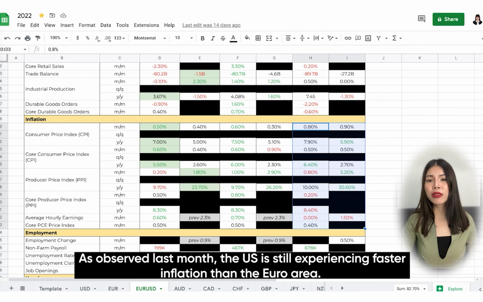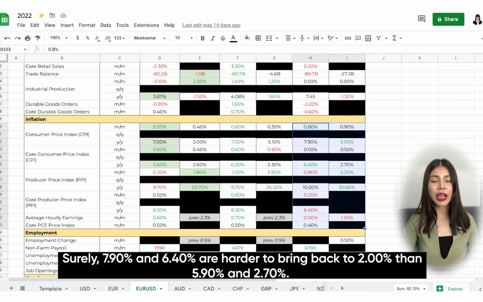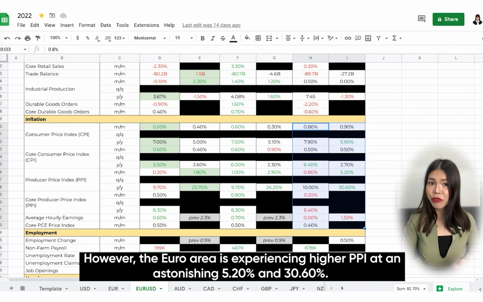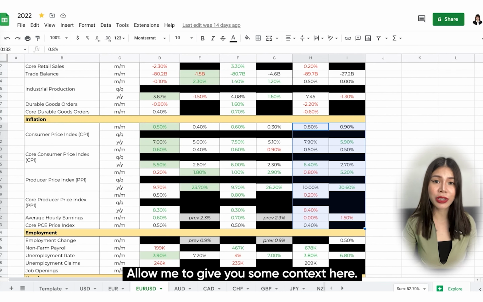As observed last month, the US is still experiencing faster inflation than the euro area. Surely, 7.9% and 6.4% are harder to bring back to 2% than 5.9% and 2.7%. However, the euro area is experiencing higher PPI at an astonishing 5.2 and 30.6%. So allow me to give you some context here.